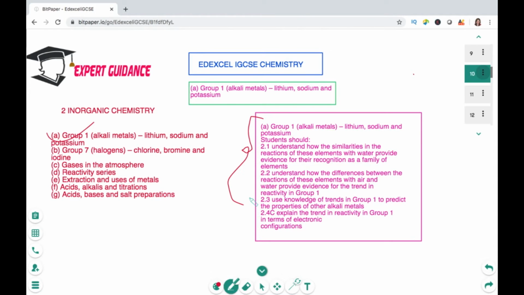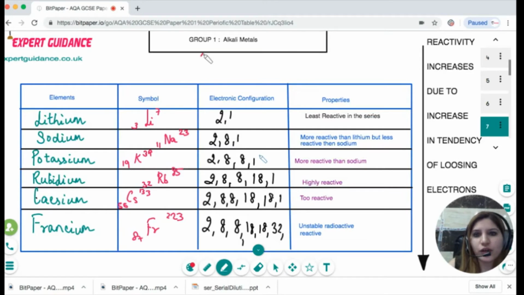So let's begin. When we talk about Group 1, these are all the elements: lithium, sodium, potassium, rubidium, cesium and francium. That is their symbol. You can easily see from the periodic table, and this is their electronic configuration. So lithium is 2,1, sodium is 2,8,1, potassium is 2,8,8,1. Now you can notice all of them have one electron in their outermost shell. Therefore, they all belong to Group 1.